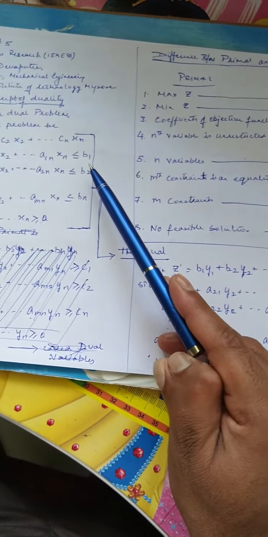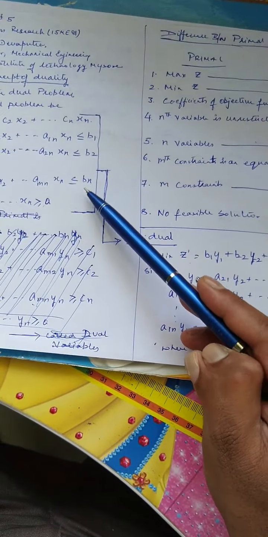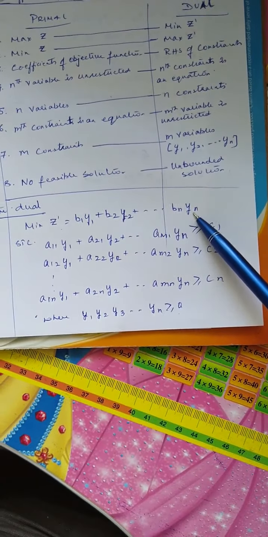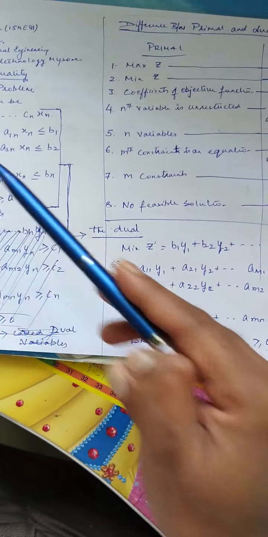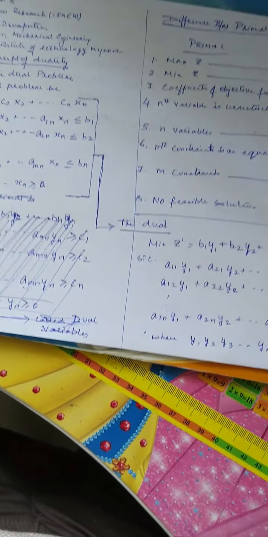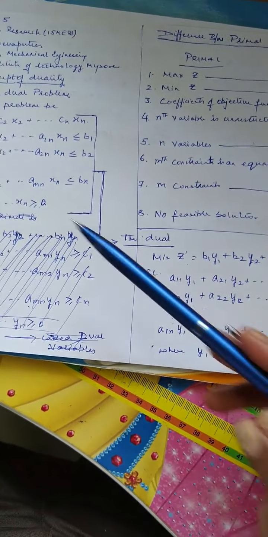So here b1 y1 plus b2 y2 plus etc. up to bn yn will become the objective function. So I'll repeat once again, the maximization problem has become a minimization problem here, and the objective function is written. Now, how do we evolve the constraints of the dual by using the primal?